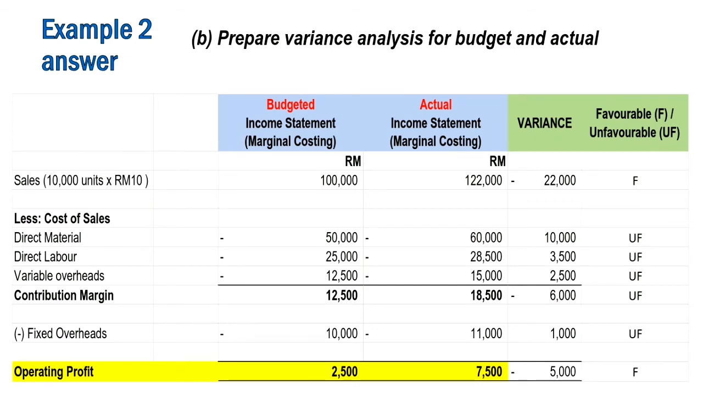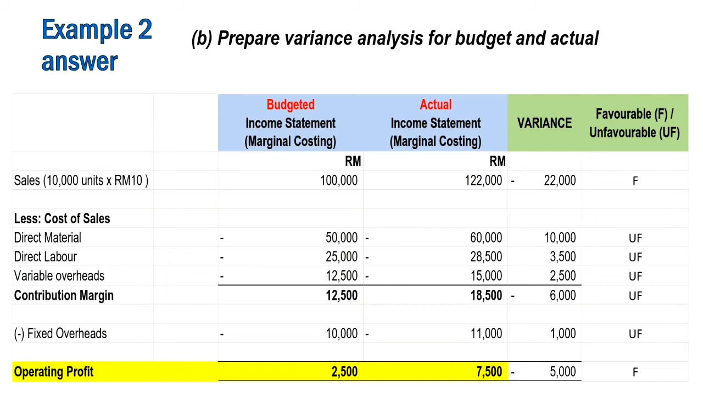So now we will do variance. Variance means you have to take budget and actual and look at the differences line by line. So you put them side by side, budgeted first and actual, you will minus, and you will see what the difference is for each. The next part, after we know the difference of each, we have to identify whether it is favorable or not.